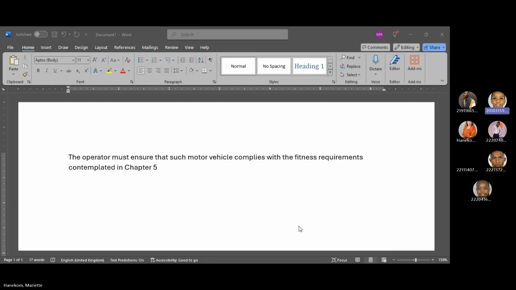I would say it is the duty of an operator to ensure that a motor vehicle is roadworthy as prescribed in Chapter 5. Absolutely. And if you're in an exam and you can't remember Chapter 5, that's 100% okay. The important bit is the operator must ensure that the motor vehicle is roadworthy. So that is the what part. What is the duty?